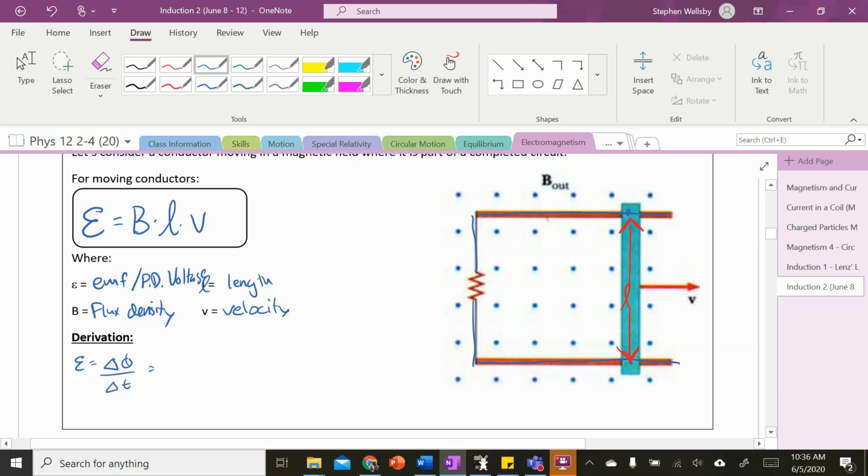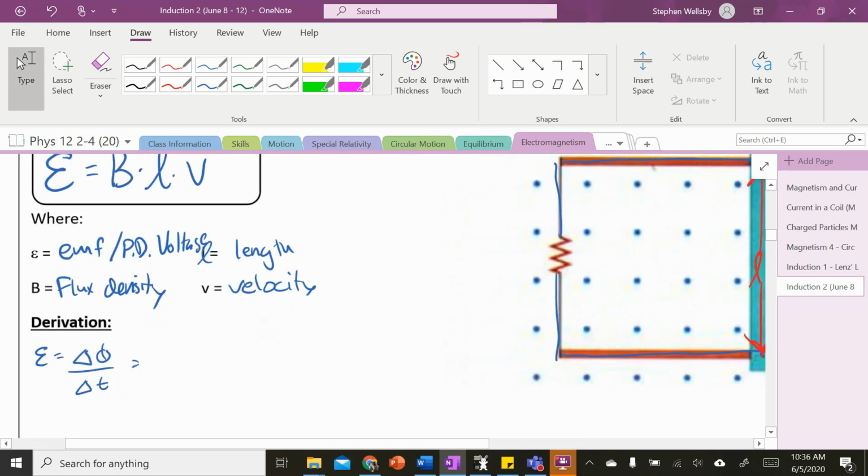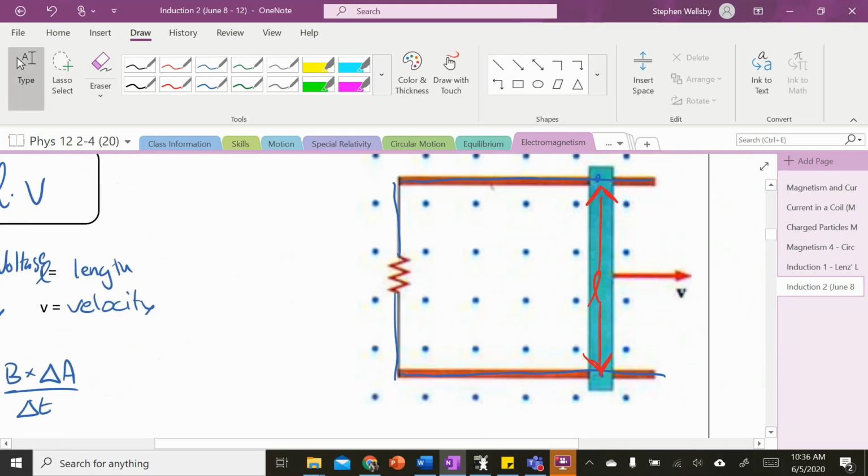Now, flux can be listed as B times A. Now, the B isn't changing, so this is going to be B times delta A divided by delta T. Now, the area is the length times width. So if this is the length going from here to the bottom, then this is going to be the width. And we're not going to see this again because it'll just cancel out. So the area of a square, in this case a rectangle, is length times width.